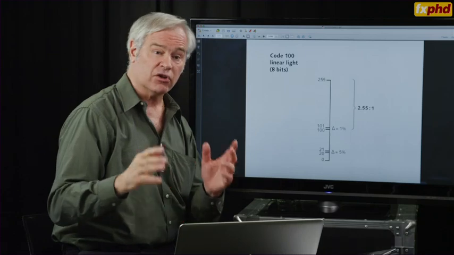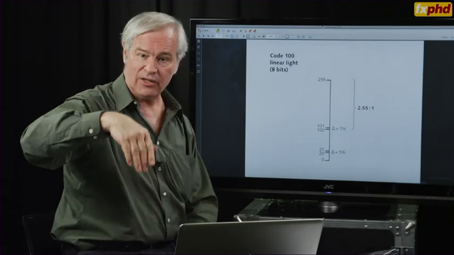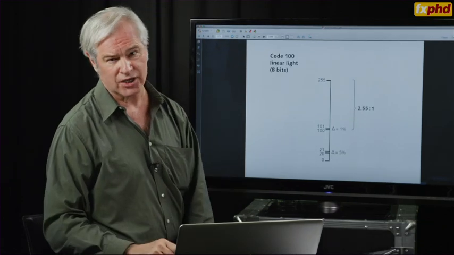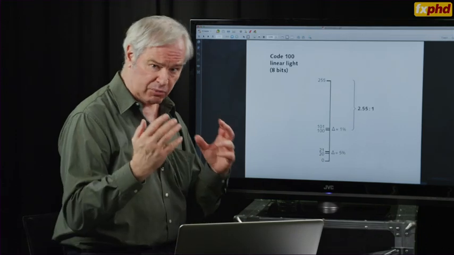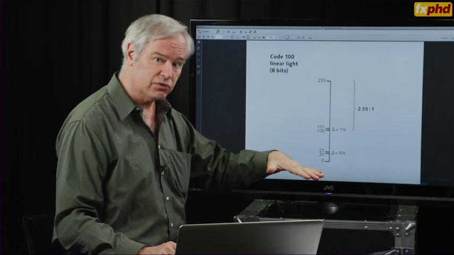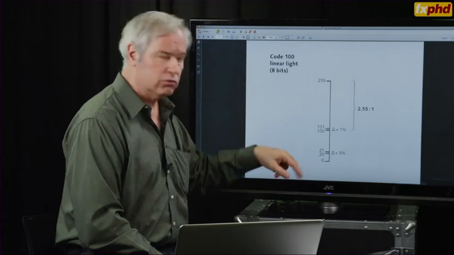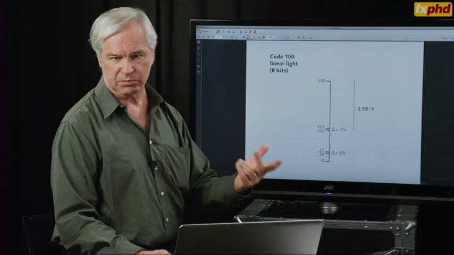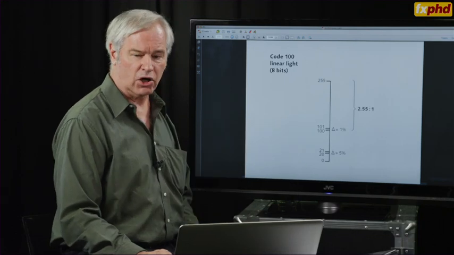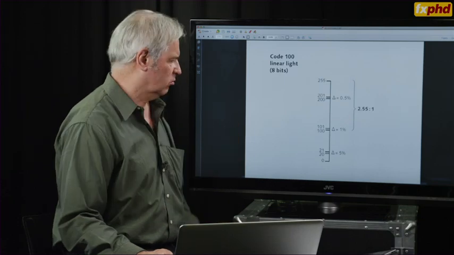And those scallops or banding or contouring artifacts aren't there when you look at the beach ball when you're actually on the beach. So the problem is that the coding system, 8-bit linear light, has introduced that banding problem below code 100. And that's a serious problem. It's a big deal. Now, there's not only a problem down below code 100, there's a problem above code 100.